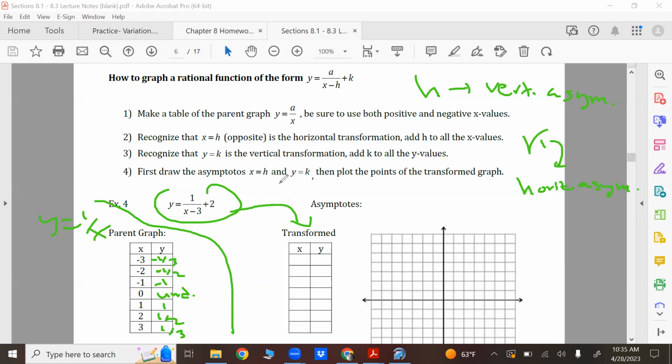Okay. Now let's look at the transformations. What's h and k here? H is 3. So always count. I know. And k is what? 2. So what you're going to do here is add 3, and here you're going to add 2. So if I add 3, I'm going to have 0, 1, 2, 3, 4, 5, 6. If I add 2, oh boy.